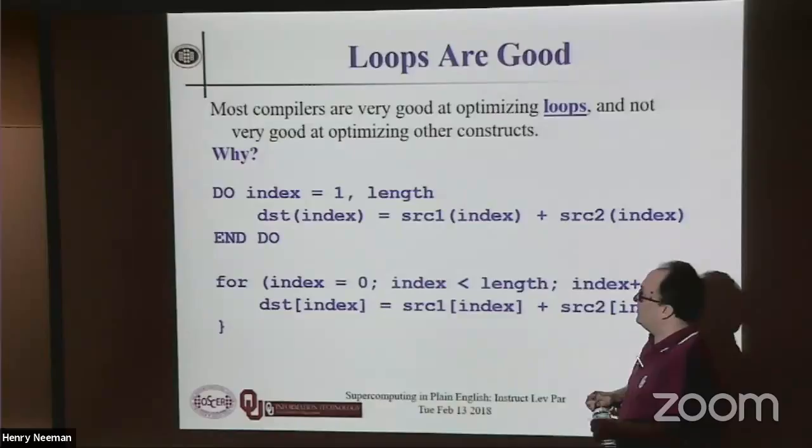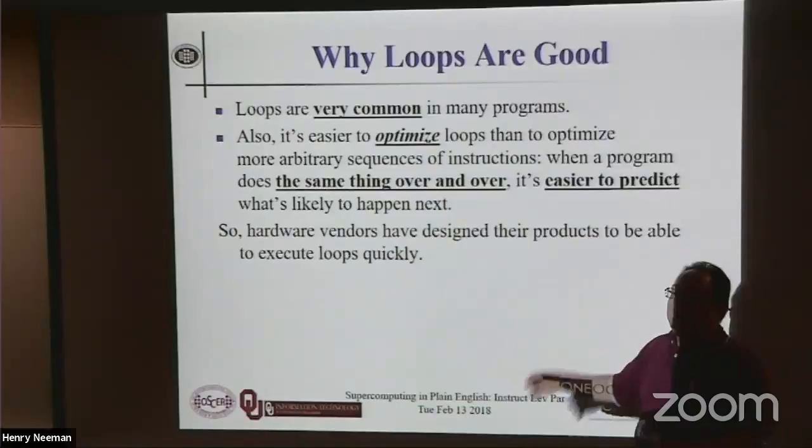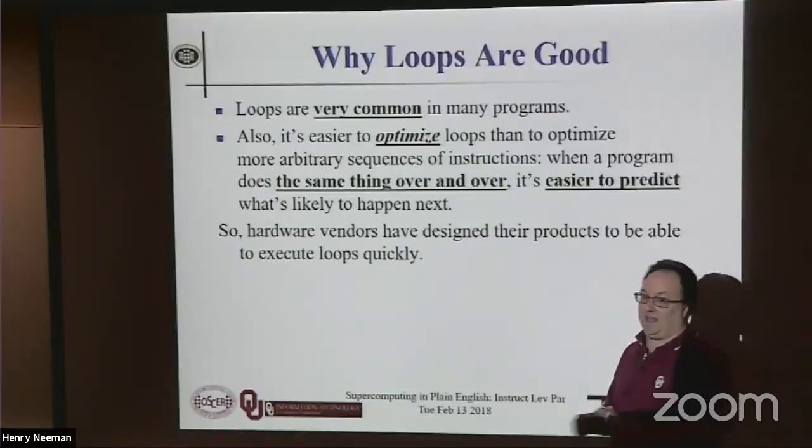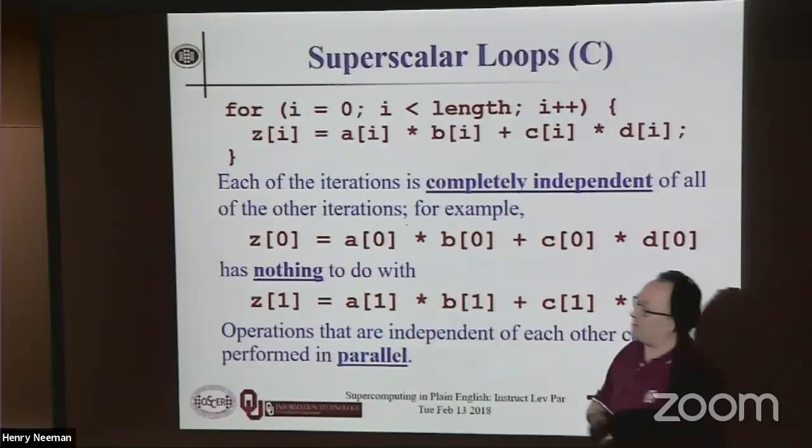All right, so I think I've already said that. It's also, when you optimize something, it's handy to be able to predict in advance what's going to happen. If you can predict in advance what's going to happen, then you can do more tricks to get it to run faster. And we're going to be exploring those tricks. Okay, so loops are good because they're very predictive.